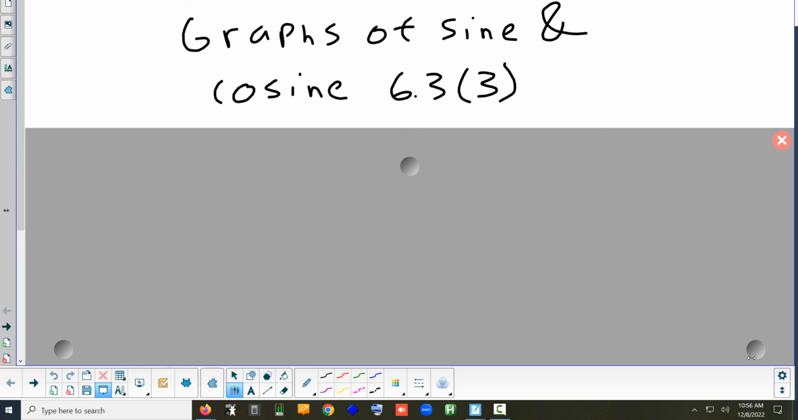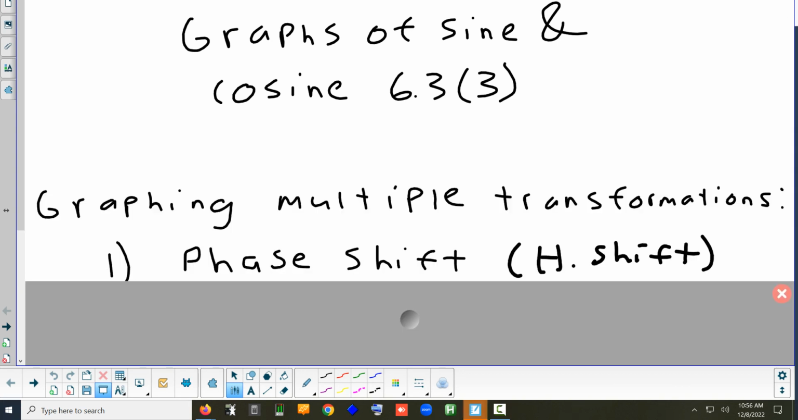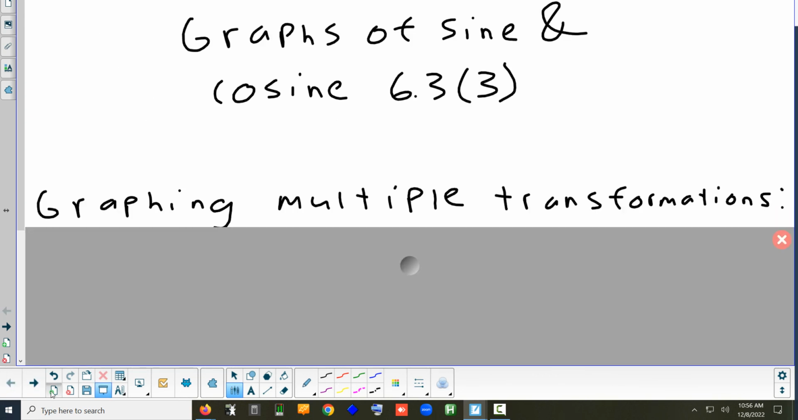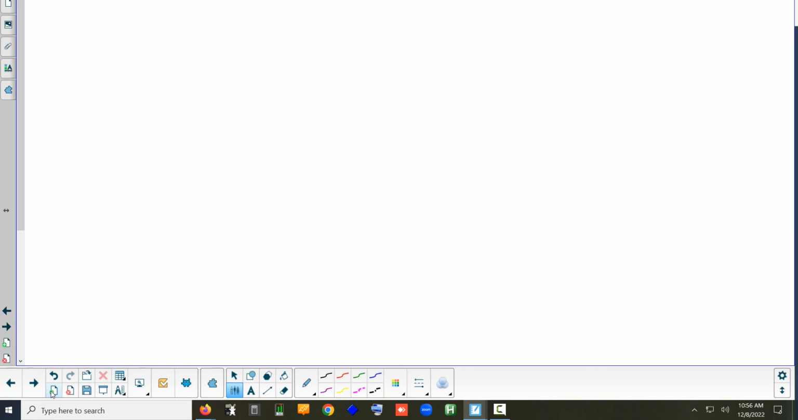Okay, so we're going to finish up today looking at 6.3, which is our last part of graphing sine and cosine. The first part is going to focus on graphing. The second part is going to be more about solving equations. So when we graph multiple transformations, there's a certain order that we want to make sure we follow. And we want to make sure we know what each number is doing in the problem. What's the shift, what's the stretch, all that stuff.